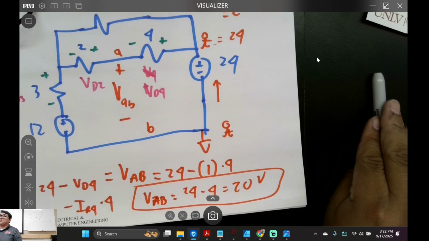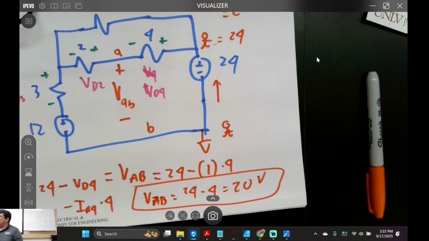That's where LTSpice comes into play. LTSpice is a beautiful calculator that helps you with any circuit. Let's prove it.